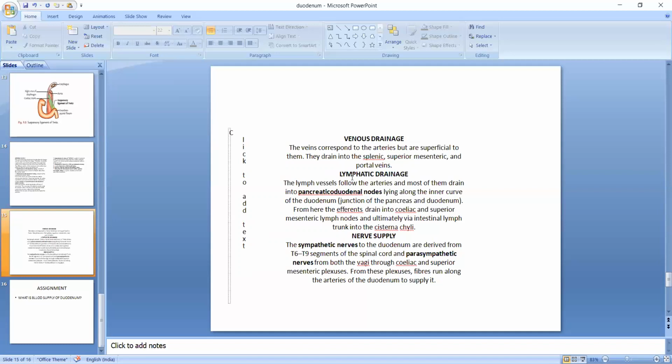The nerve supply is by sympathetic and parasympathetic nerves. Sympathetic nerves are derived from the T6 to T9 spinal nerves, and parasympathetic nerves are derived from both the vagi, thoracic and superior mesenteric plexus.